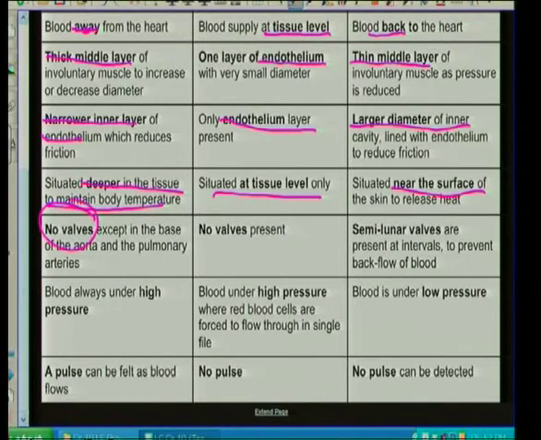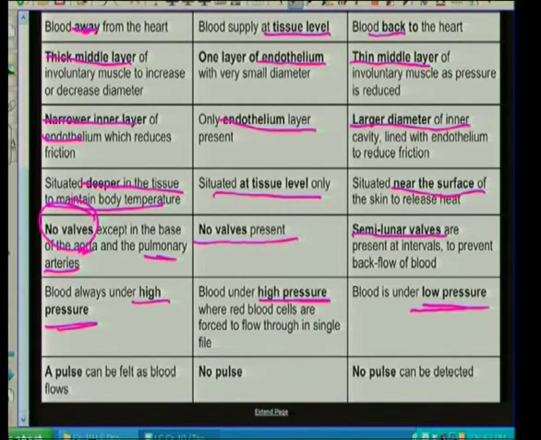Arteries have no valves except in the base of the aorta and the pulmonary arteries, as we discussed the last time. Capillaries have absolutely no valves, and veins, all veins have semilunar valves. Blood pressure is always high in the arteries. Capillaries are also under high pressure, and in the veins it's under low pressure.